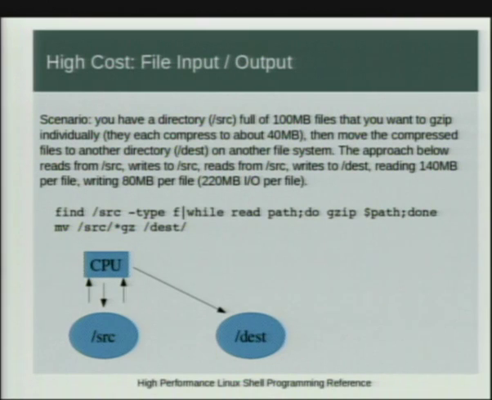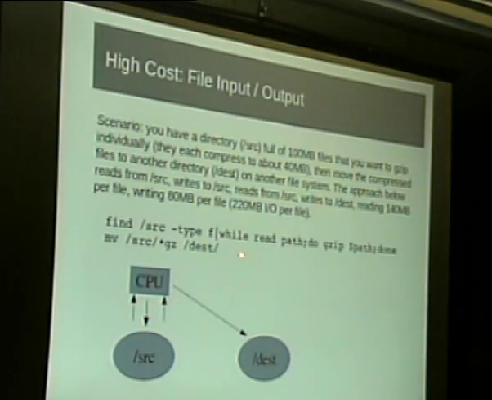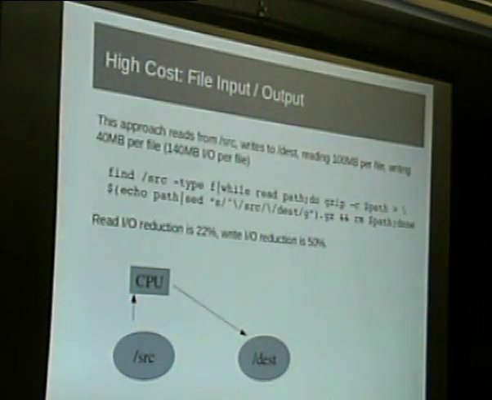Here we've got a case of, we're doing a find here. We're reading each path. We're gzipping that path, which causes the data to be read up into the CPU, back to the file system, and then back up here, and then over to the destination. This allows us to read the data once, convert on the fly, write it to the destination.